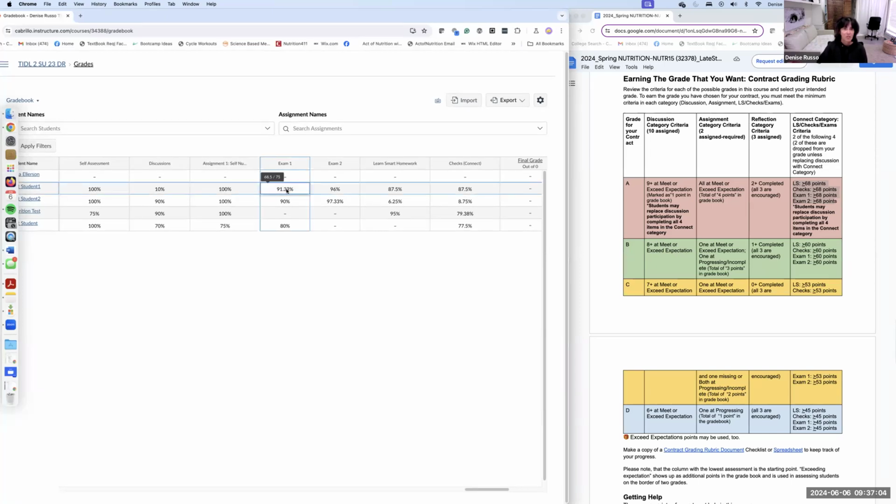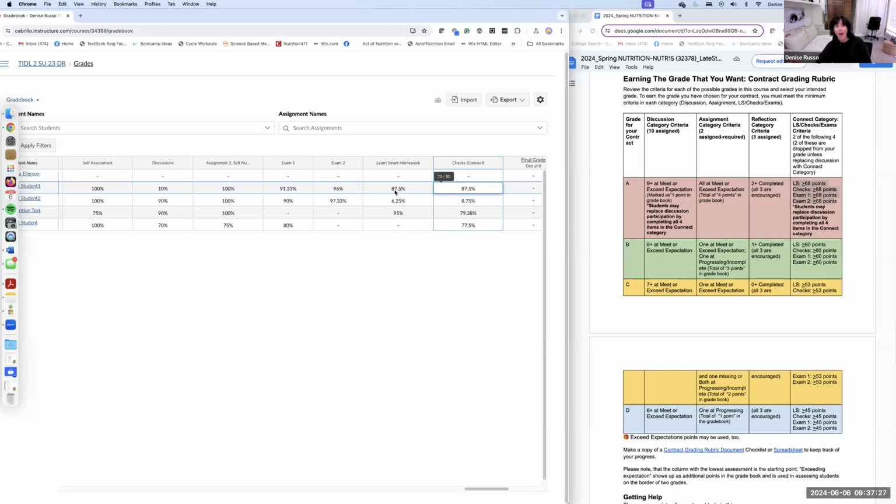They earned A level on exam 1, A level on exam 2. They earned the A level, even though these both look like Bs, on both the Learn Smarts and the checks because they earned more than 68 points. But I offer 80 and grade you on how you did out of 75. Basically, I'm giving you the opportunity to skip one without any negative impact on your grade. And so based on that, they met the category.